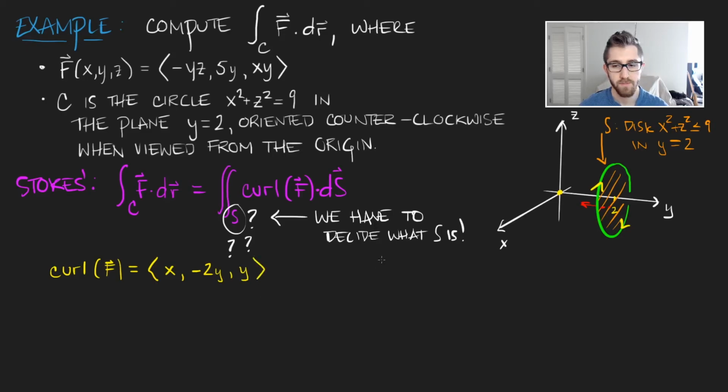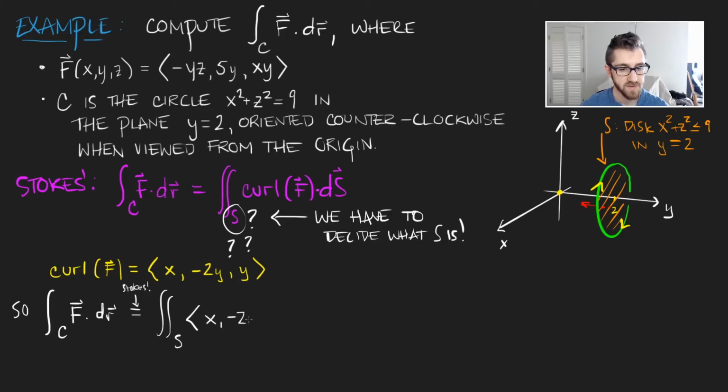So this is our curl, and so what we get is that the integral that we want to evaluate using Stokes' theorem is equal to the flux through the surface of the vector field ⟨x, -2y, y⟩ dot dS. Now, you could parameterize this surface and compute the flux integral that way, but since our surface is a disk, it has a constant normal vector that always points in the negative y direction.